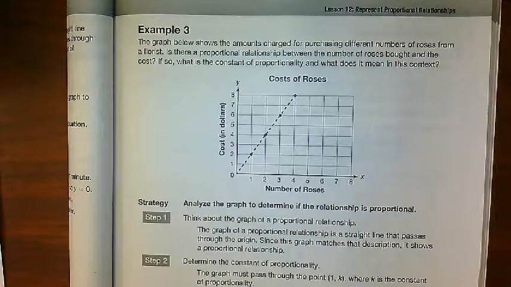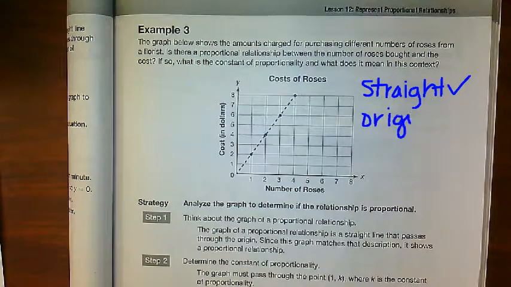So the first thing I know is, yes, let's write it this way. So when you're looking at these, we need it straight. Sure is. And through the origin, yes. If you could say yes to both of those things, then it is a proportional relationship. So now we have to figure out what is the constant of proportionality. So what I'm going to do is write down a couple points. Okay, so remember this is x and this is y.